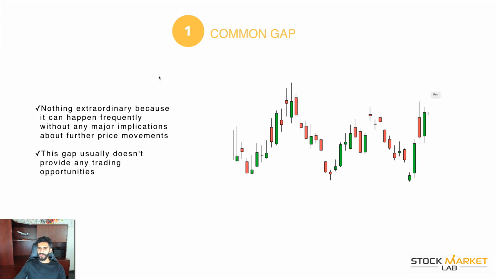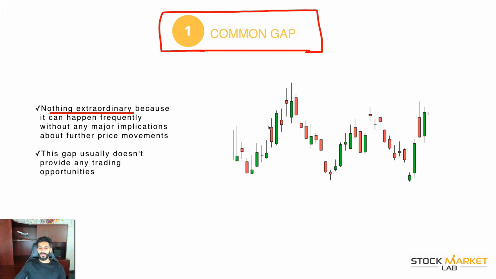The first one is a common gap, right? A common gap is nothing extraordinary because it can happen frequently without any major implications about further price movements. This gap usually doesn't provide any trading opportunities. This is the gap I was talking about. This is where a lot of people mess up.